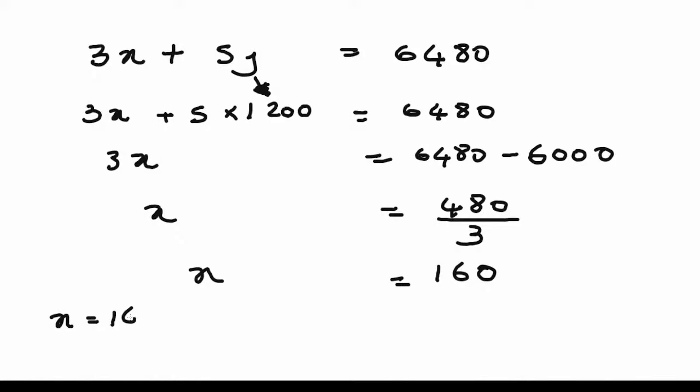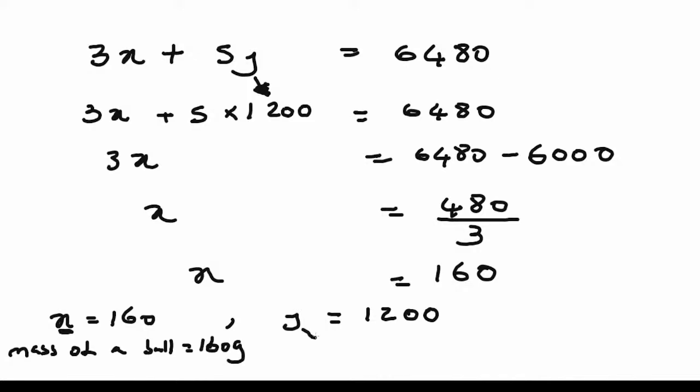All right, so let's write the summary. X equals 160, comma, y equals 1200. But don't stop with this. We are the ones who introduced the letters x and y. But what did the examiner say? He wants us to find the weight of a ball and a weight of a bat, or the mass of a ball and a mass of a bat. So what is x? We took mass of a ball as x. So mass of a ball equals 160 grams. And what is y? We took mass of a bat as y. So mass of a bat equals 1200 grams.